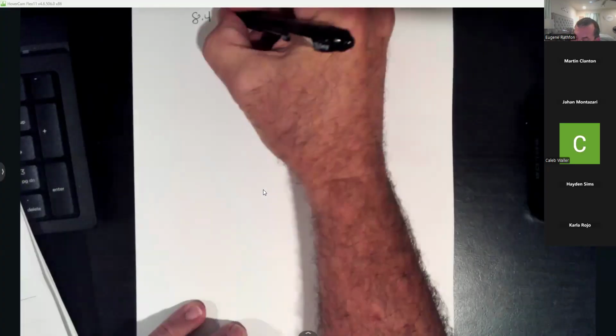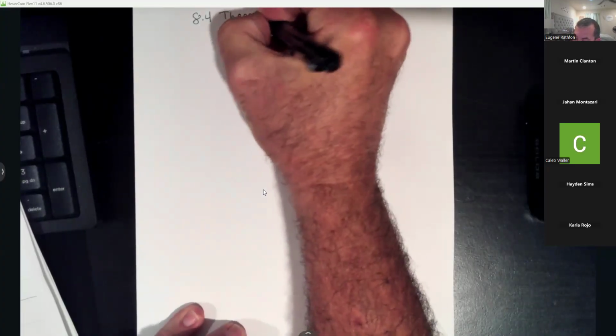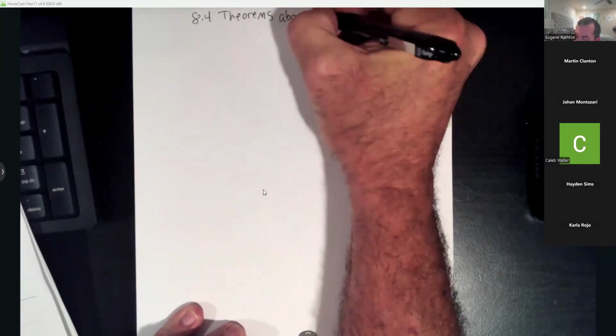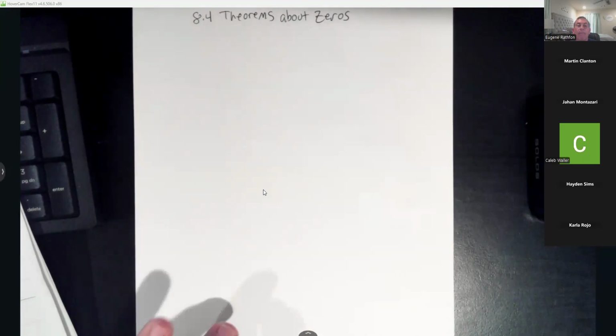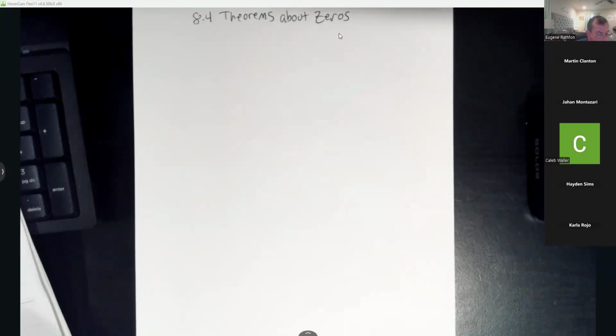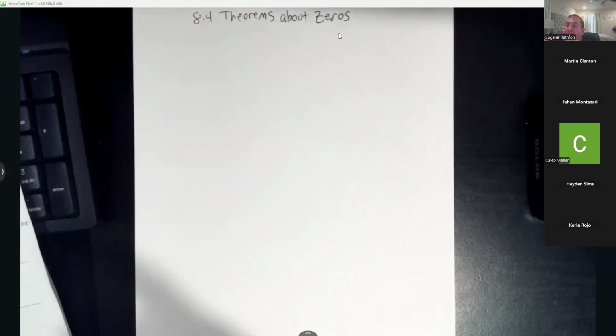Alrighty, y'all. So like I said, 8.4, and this deals with theorems about zeros. All right, y'all. So this first example, they're going to give me zeros, and they want me to find the polynomial that produced those type of zeros.